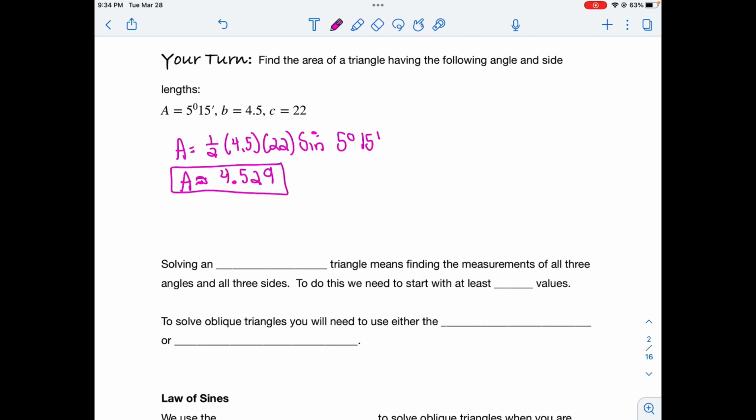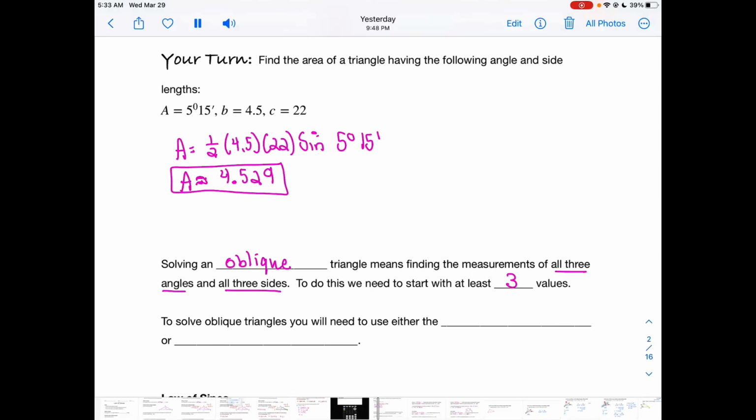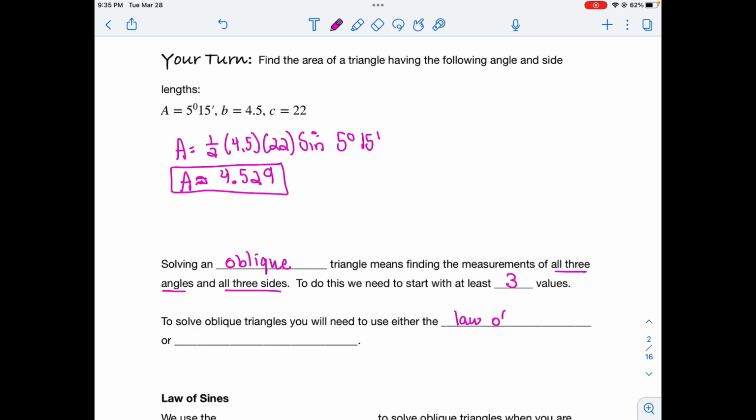Okay, now we're going to look at solving oblique triangles. What solving an oblique triangle means is that you need to find the measure of all 3 angles and all 3 sides. To do this, you need at least half the triangle already given to you, so you'll need at least 3 values. To solve oblique triangles, you will need to use either the law of sines or the law of cosines. We'll learn about the law of sines today in this video and tomorrow's video, and then the law of cosines in a later video.